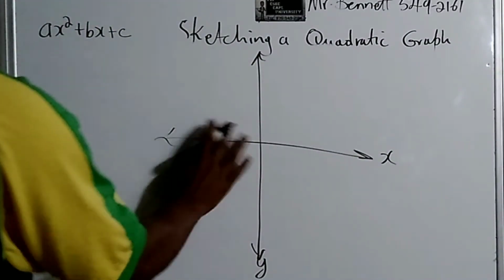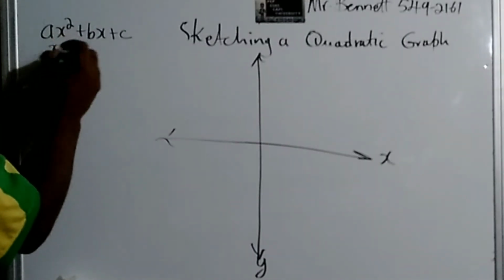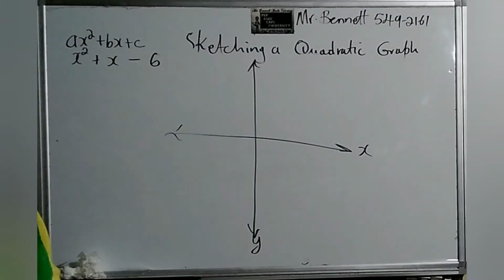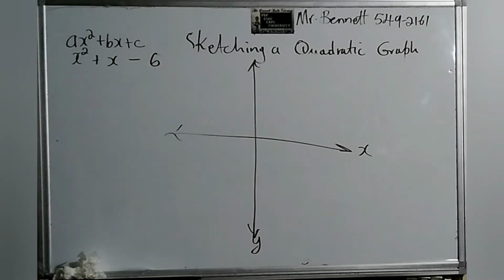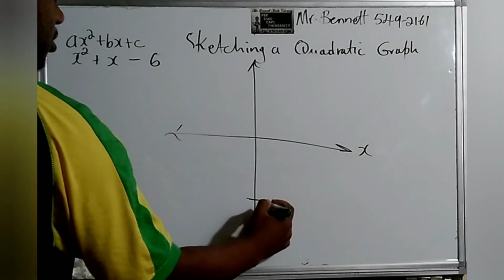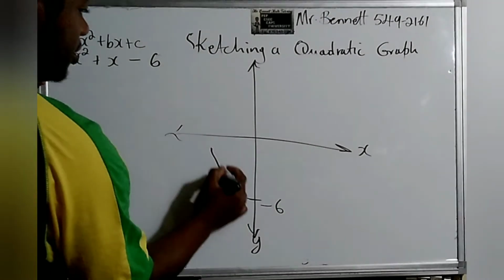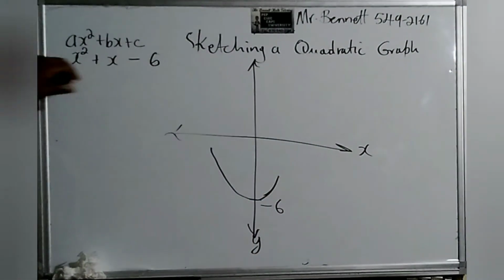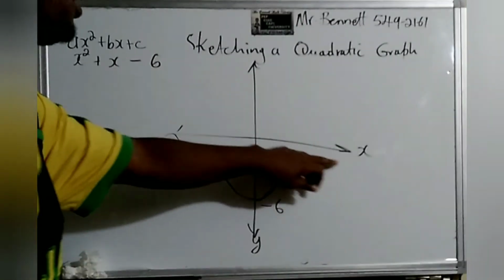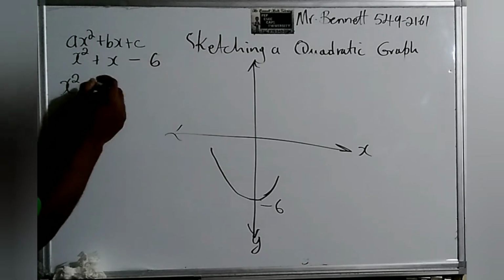Alright, so let us do this one. So already we know one thing, right? We know the y-intercept is going to be negative 6, and because this is positive, we know the graph is going to curve like this. So two things are known. We only need to factorize this and find out where it touches the x-axis on both sides. So we equate that to 0.